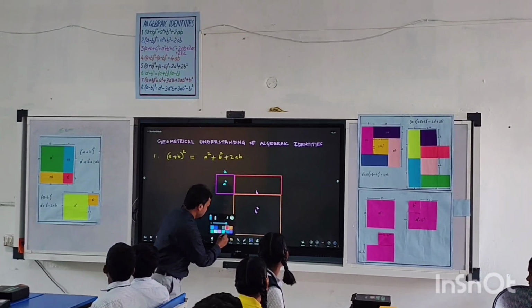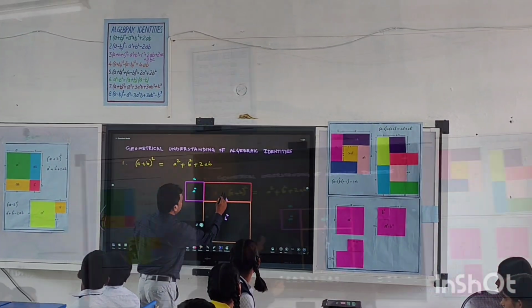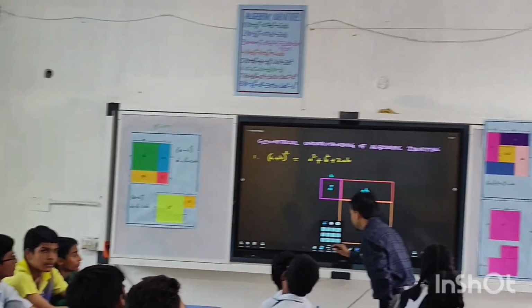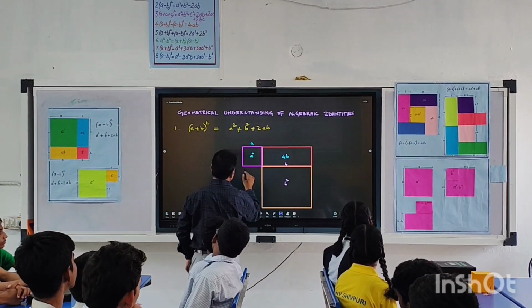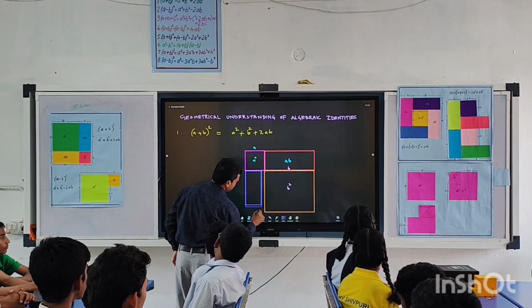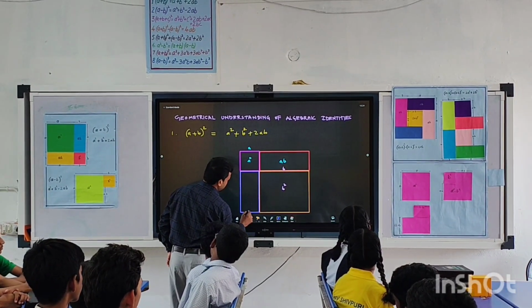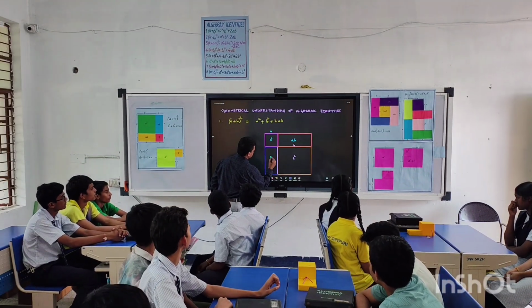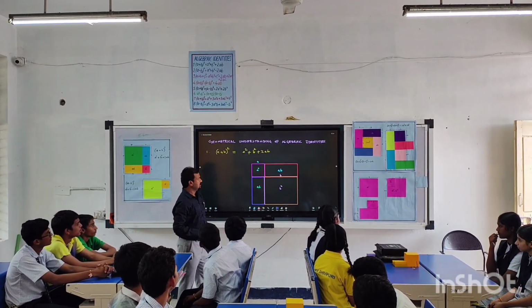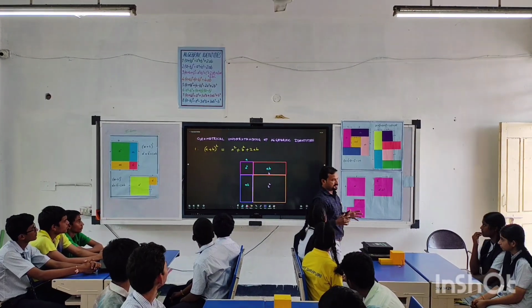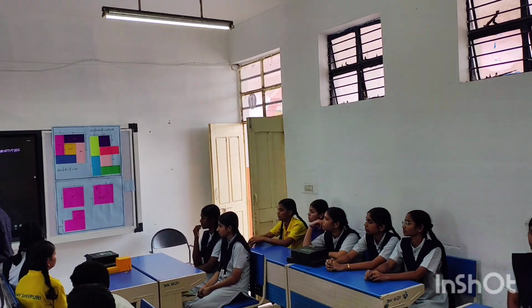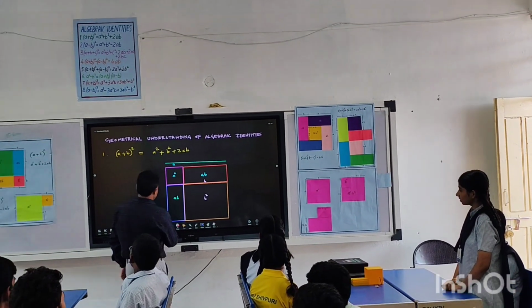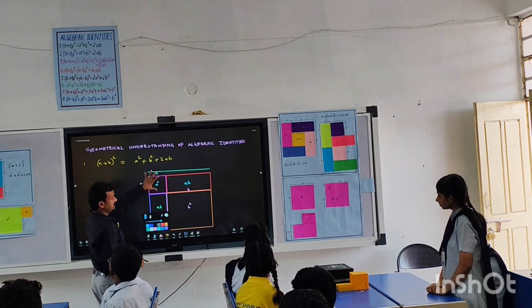Good, thank you. So its area is ab, and we have one more rectangle here. This is going to be the second rectangle, whose area is again ab. This is also ab, so we have 2ab. Now we got a big square. Suhani, what is the side length of this square? a plus b. a plus b whole square is the area of this square.